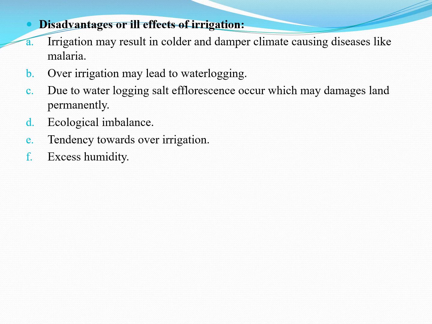Next, ecological imbalance. The tendency towards over irrigation and excess humidity are also disadvantages or ill effects of this irrigation system.